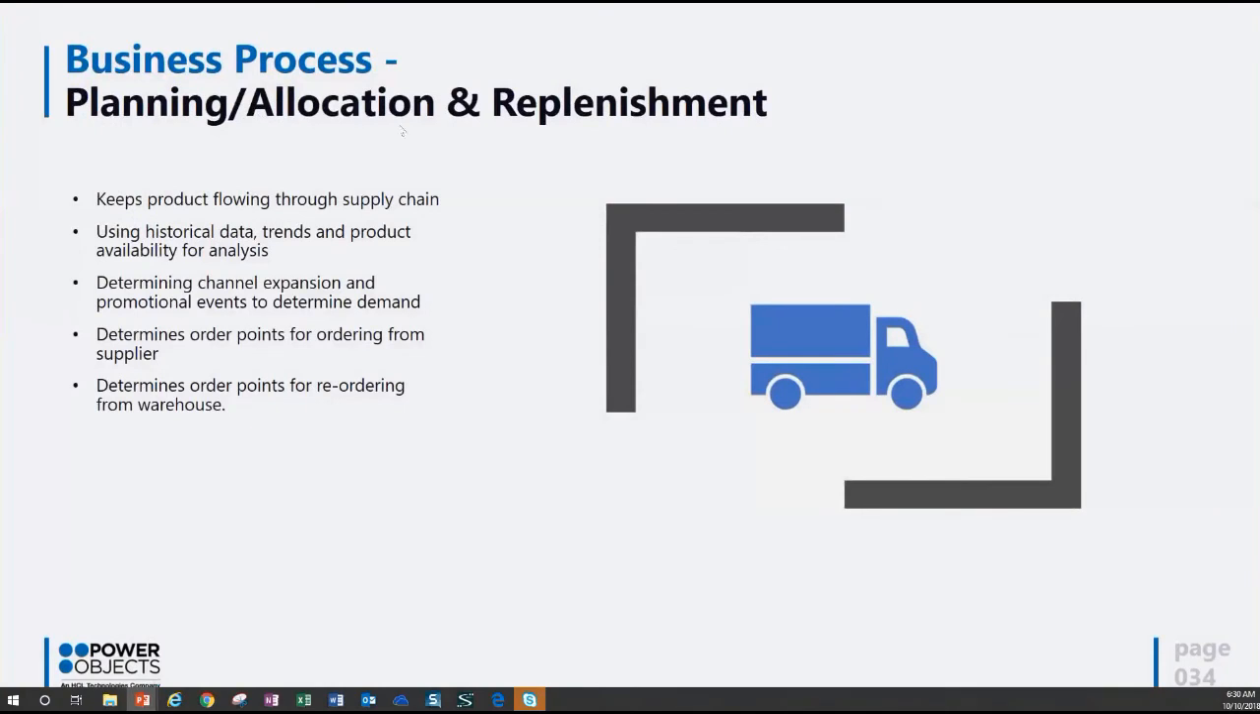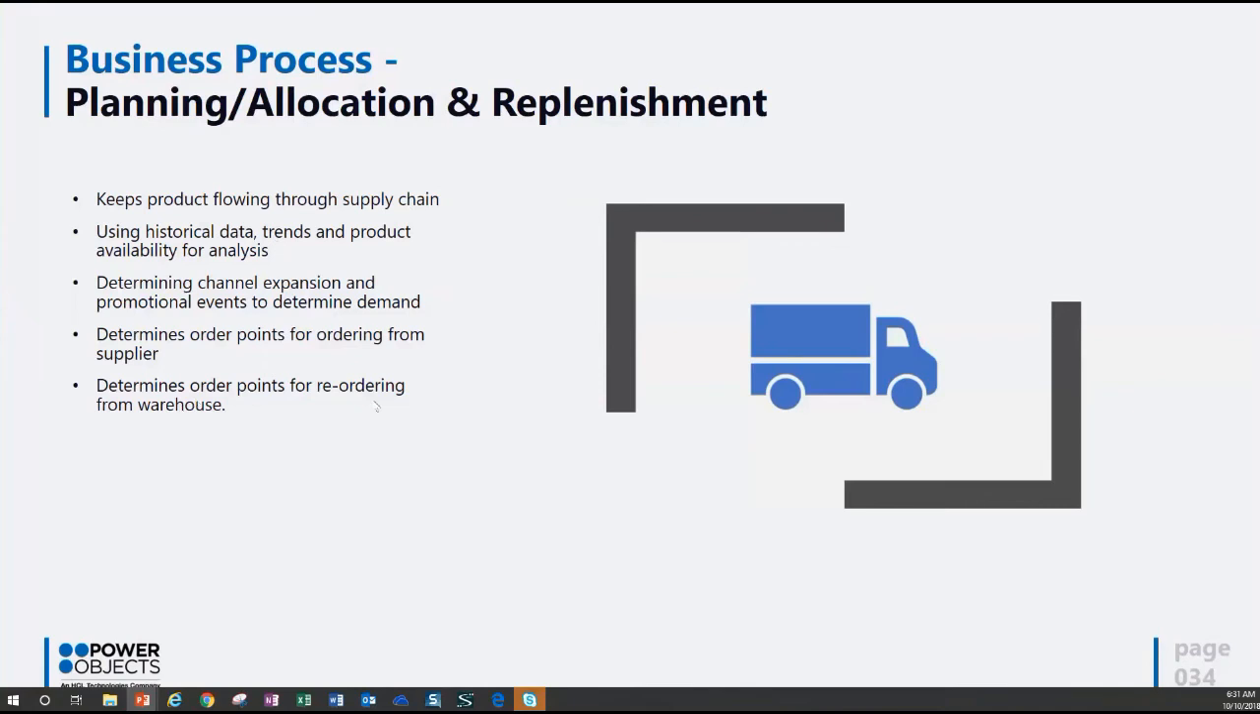Planning and allocation and replenishment. We need to keep products flowing through the supply chain. We also need to use historical data and trends for product availability and analysis. And we use that to consider the replenishment rules that we're going to use to keep our stores updated. Determining channel expansion and promotional events to determine demand of the product. Determines order points for ordering from our suppliers, because from a replenishment standpoint we can replenish not just our stores from our warehouse, but we can also replenish our warehouse from our vendors.